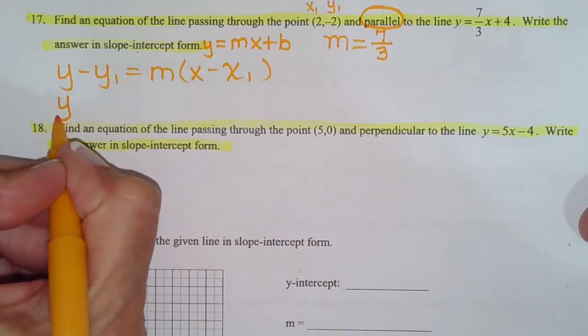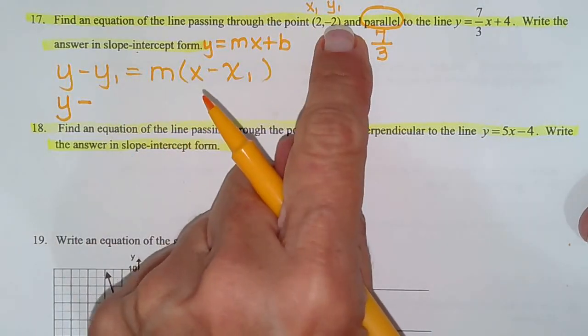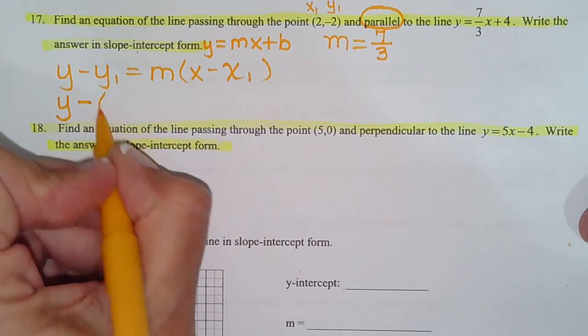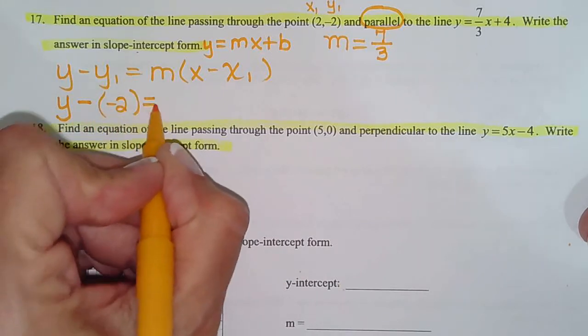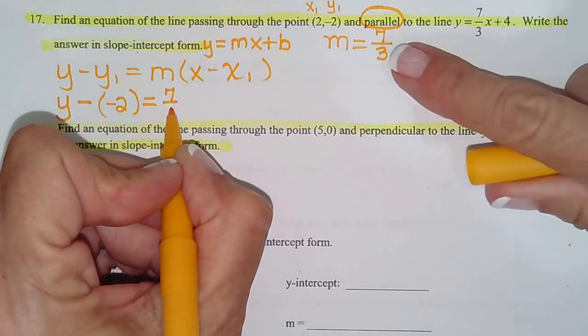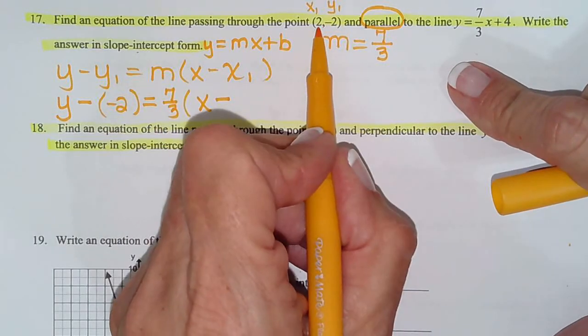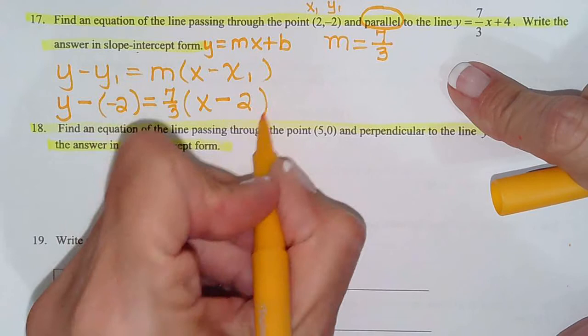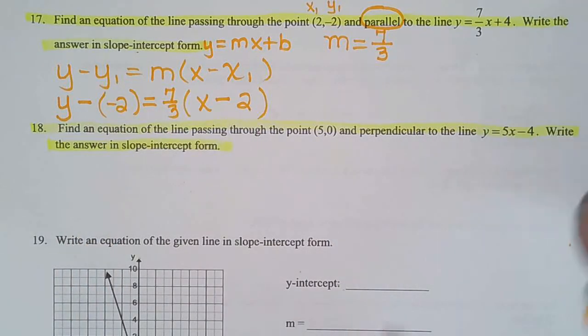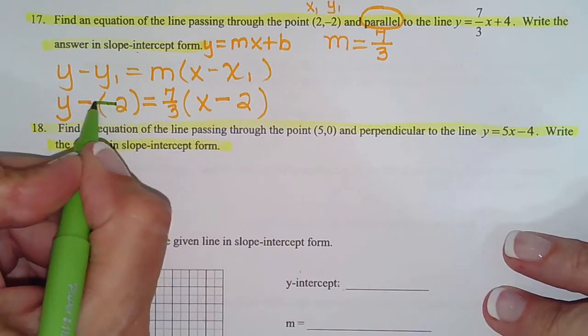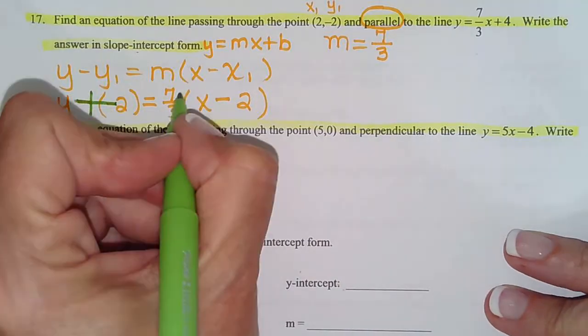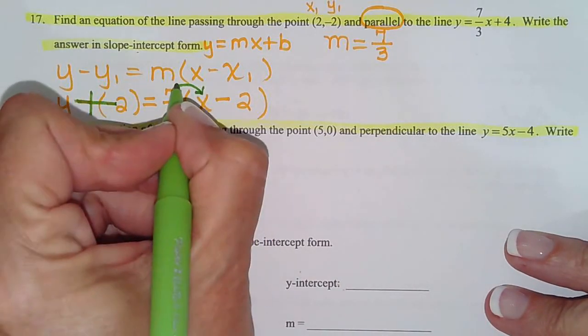So y minus, I look up here and go, oh, my y sub 1's -2. In place of m, I'm going to put 7/3. X minus, my x sub 1 is 2. Not -2, just 2. So no double negative. But I do have a double negative over here. So let's make that plus. And then let's get this ready for the calculator.